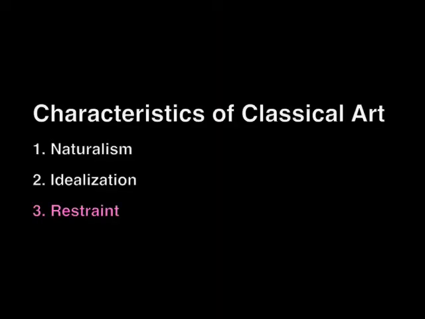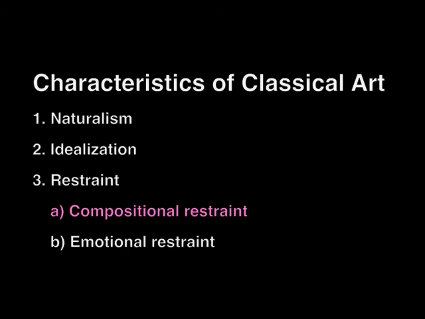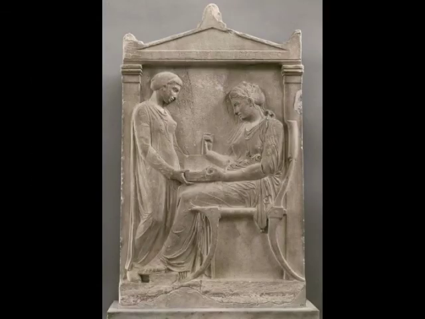Alongside naturalism and idealization, there's restraint, the third characteristic of the classical style. There are two types of restraint, compositional and emotional. The classical style is all about the human figure, but compositional restraint means a balanced composition in which no one figure dominates. Hegeso, for instance, being the deceased, is the most important figure, but she is not dominant because she is not centrally placed. And while she is the larger figure in terms of width, she is not the tallest because she is seated. And we can move easily from one woman to another.